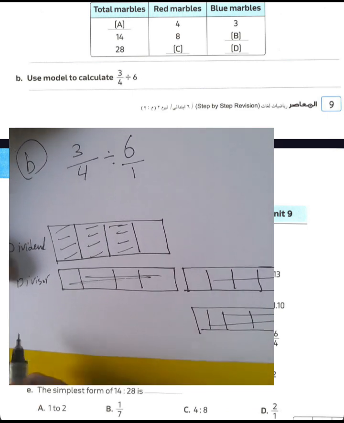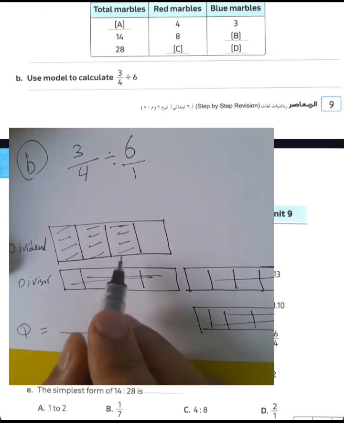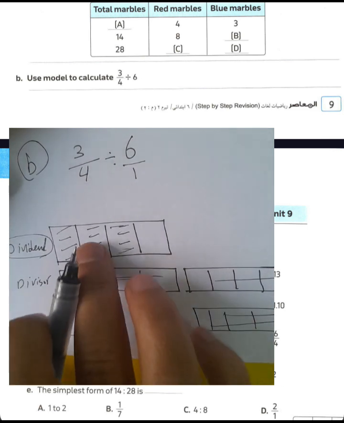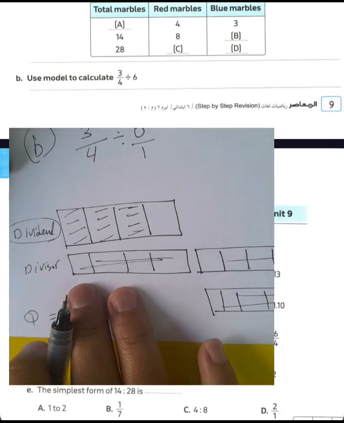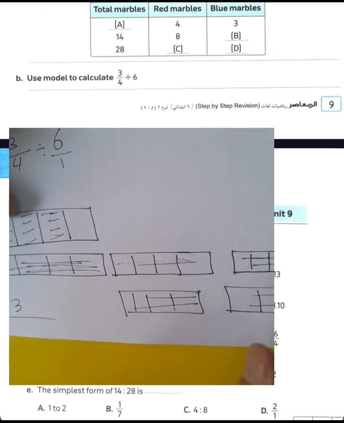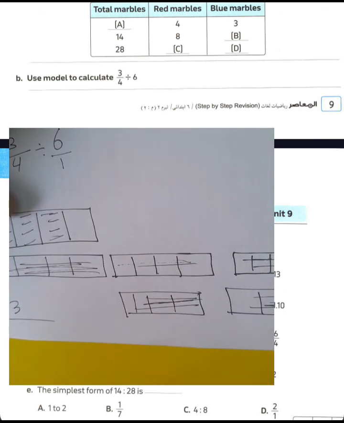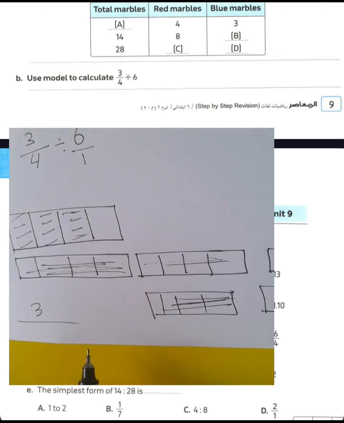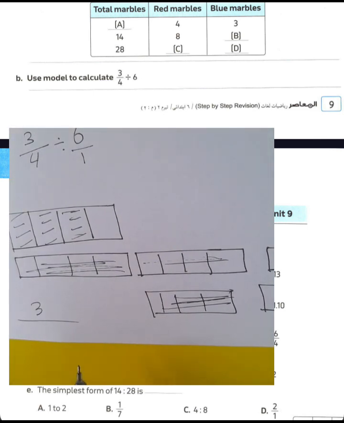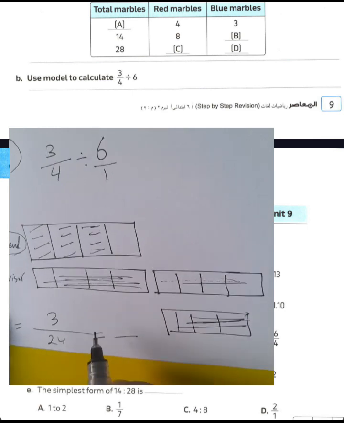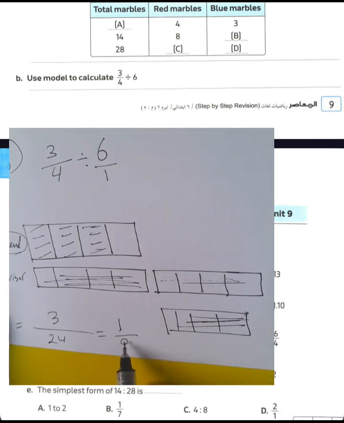You can write the quotient here: the number of parts colored in the dividend, 3 parts. How many parts colored? 3 in the dividend. And the divisor, 4 product by 6. We have 1, 2, 3, 4, 5, 6. 6 times 4 will be what? It will be 24. Then you can simplify it. 3 divided by 3 equals 1, and 24 divided by 3 equals 8.